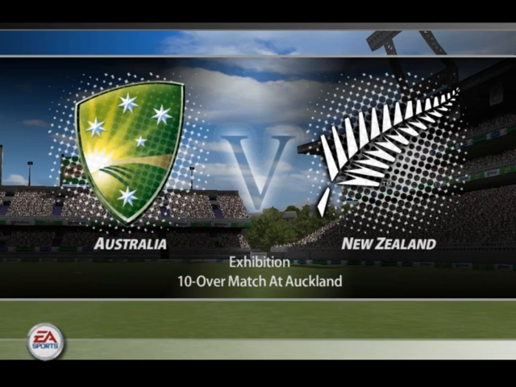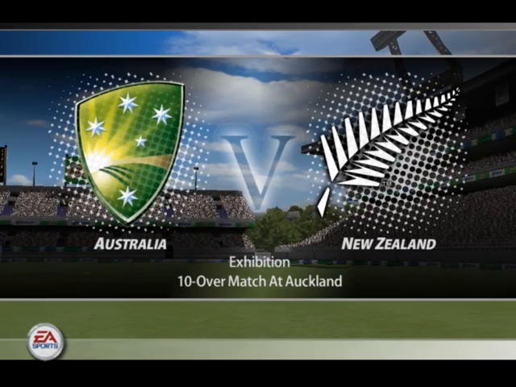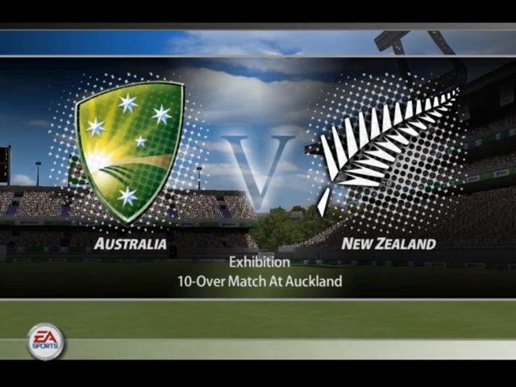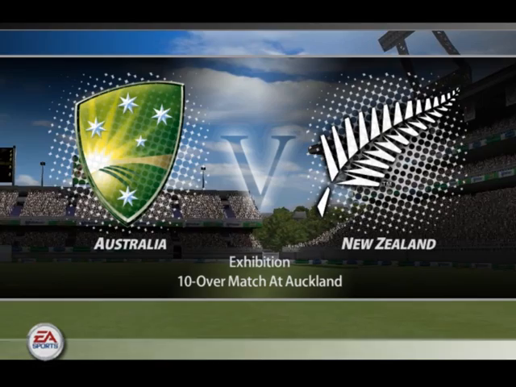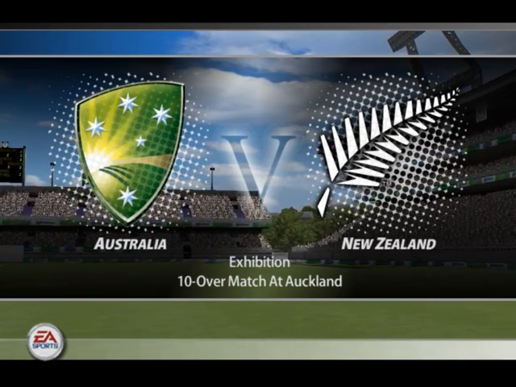Welcome to the exhibition match between Australia and New Zealand at Auckland. Jim Maxwell is with me in the commentary box for this game. Thanks, Richie. The weather's delightful here today, sunny and hot, just perfect conditions for cricket.